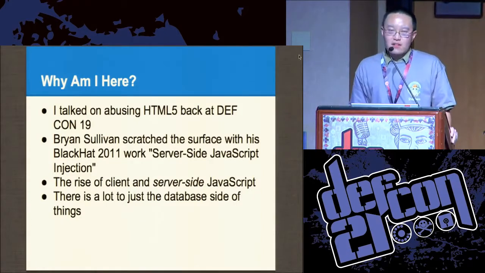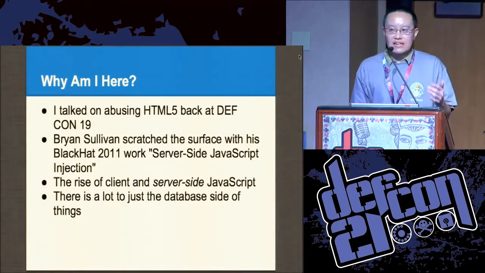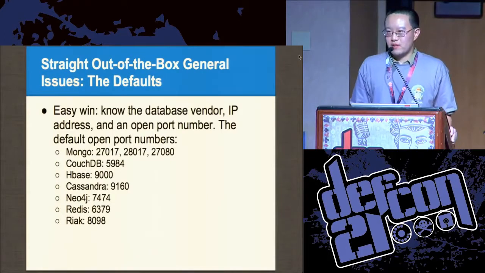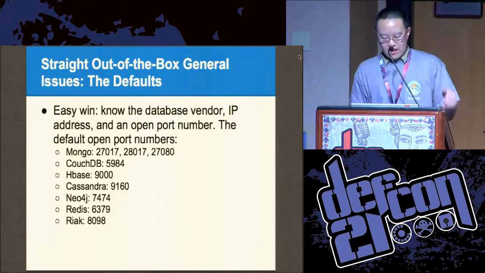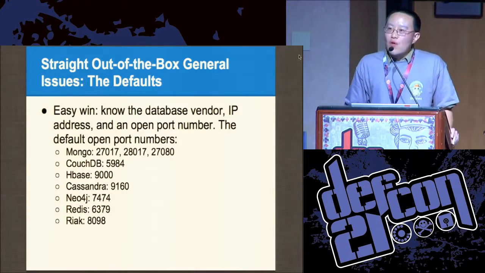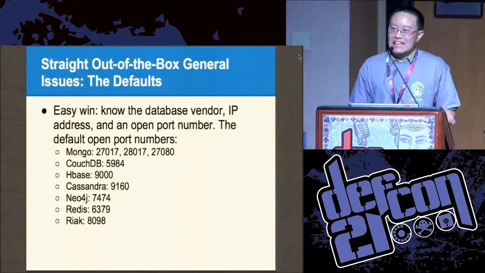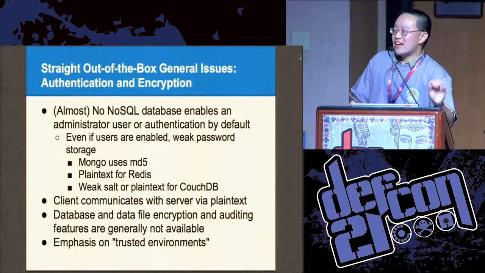And of course, you know how usually that goes, especially if you leave security in the hands of developers. So a homogeneous problem, and a very simple one right off the bat. If you know the database vendor, you know the IP address, you know the port number, you've almost won the game. Okay? Why is just knowing the IP address, the database vendor, and the port number good enough? That's because of this next thing, which is authentication and encryption.